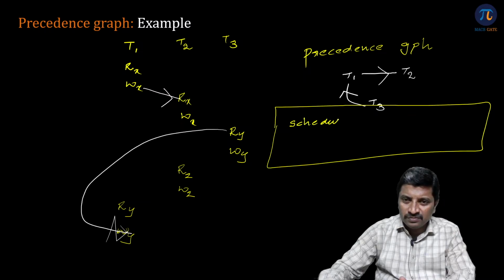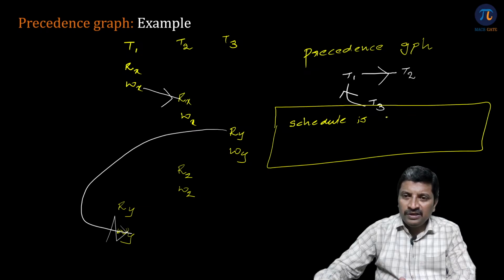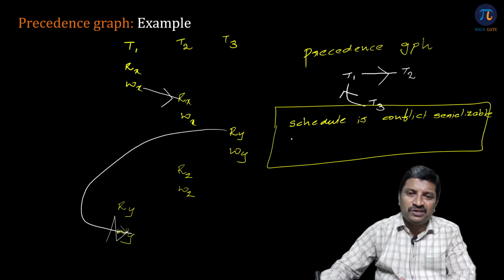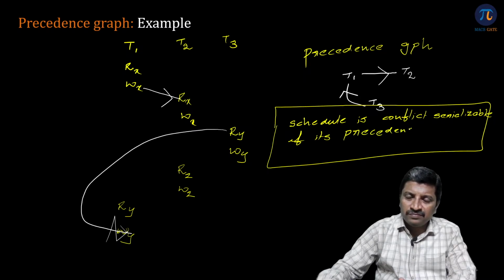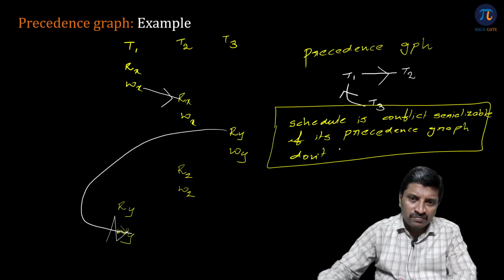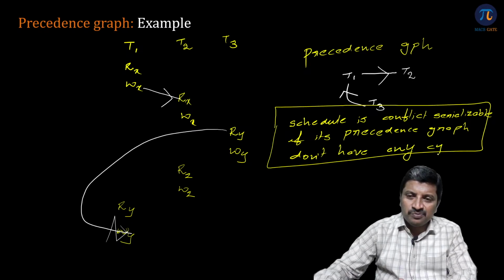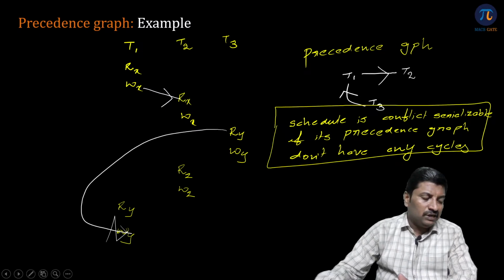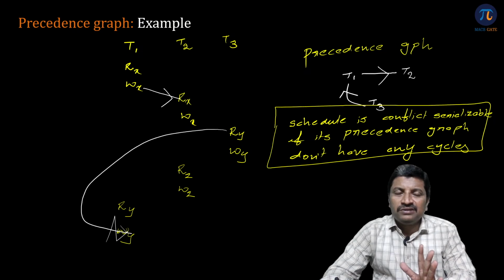Schedule is conflict serializable if its precedence graph don't have any cycles. If its precedence graph don't have any cycles, then we say it is conflict serializable.